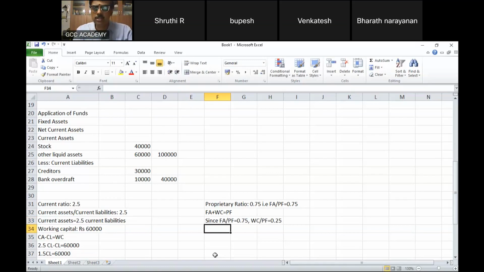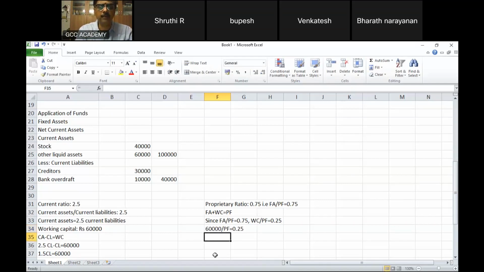Okay, understood this? Very, very important. Hope you are noting it down. Proprietary ratio 0.75. That is, fixed assets to proprietary fund is 0.75. And since fixed assets plus working capital is equal to your proprietary fund, the balancing figure 0.25 is working capital to proprietary funds. We know what working capital is. We just now calculated: working capital is 1 lakh minus 40,000, 60,000. 60,000 by proprietary fund is equal to 0.25.